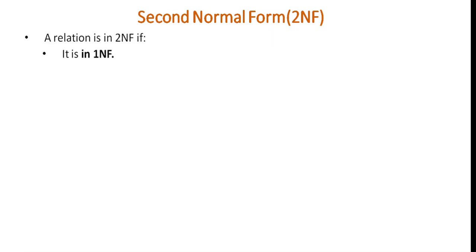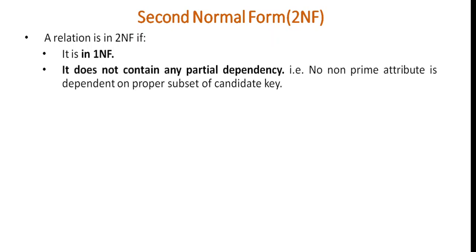So we can say a relation is in second normal form if it is in first normal form. The first condition is that the relation must be in first normal form, that is, the relation must not contain any multi-valued attribute, and it must not contain any composite type of attribute. And the second condition for second normal form is that the relation should not contain any partial dependency. If a relation satisfies these two conditions, that is, it is in first normal form and doesn't have any partial dependency, then we can say the relation is in second normal form.